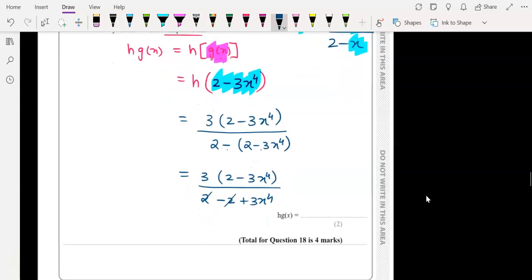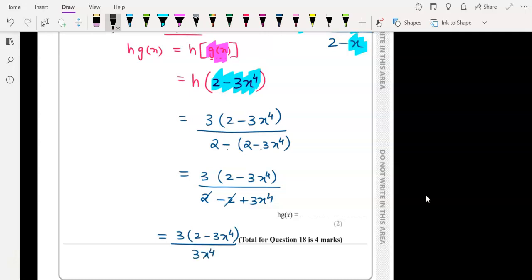So we are left with 3 bracket 2 minus 3x to the power of 4 whole upon 3x power 4. Now, we can divide 3 and 3, both will cancel out because it is in multiplication. So you are left with only this bracket over x power 4. So your simplest form will be 2 minus 3x to the power of 4 whole upon x power 4. Okay.